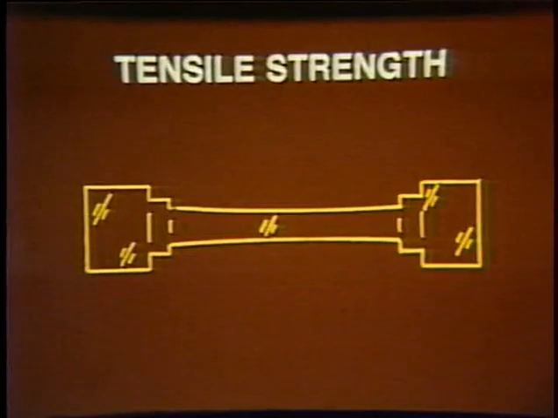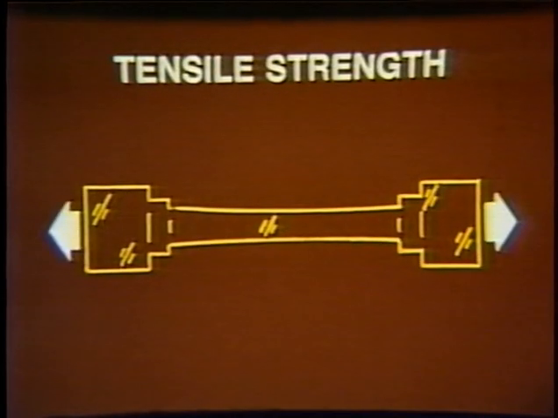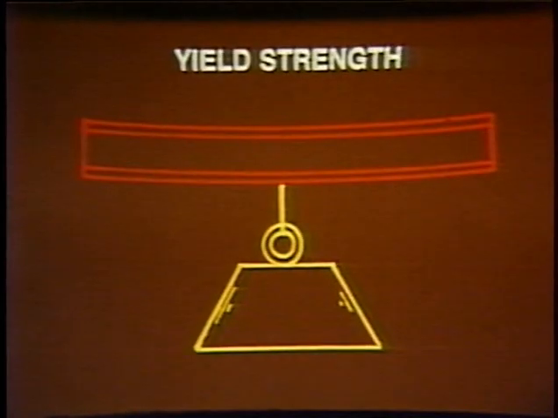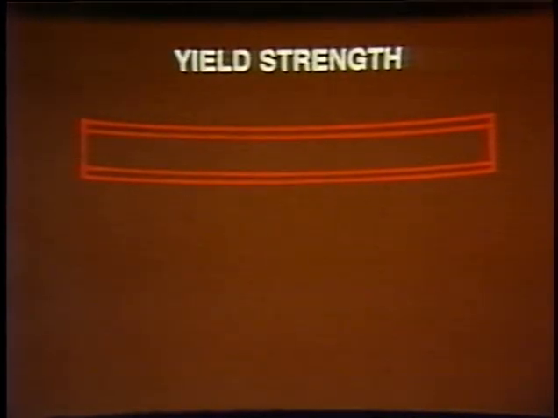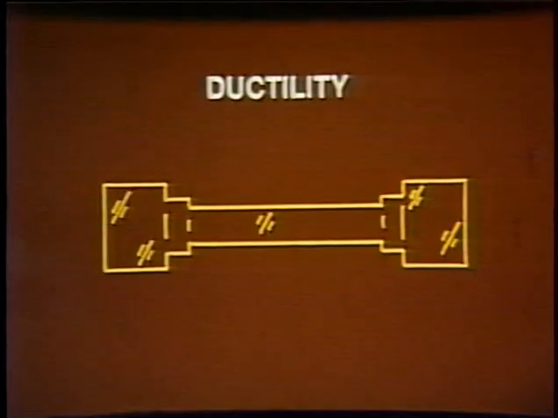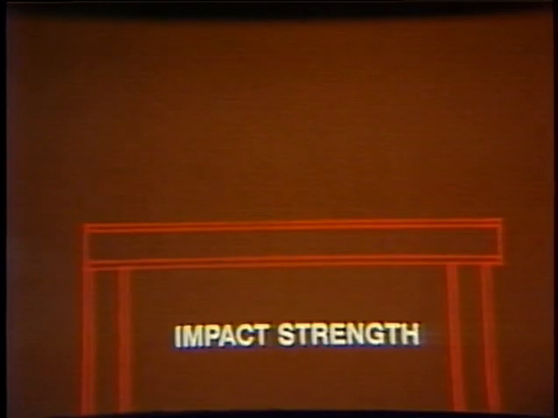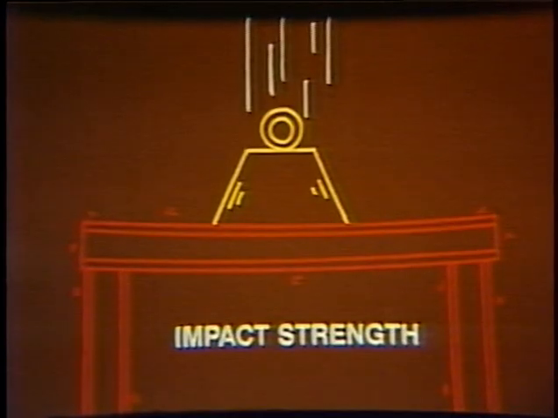Tensile strength is the resistance to breaking offered by metals when subjected to a pulling stress. Yield strength is the maximum load per unit area that a material can stand without being permanently deformed. Ductility is the ability of metals to be drawn, stretched, or twisted without breaking. And impact strength is the ability of a material to resist sudden or shock loading.